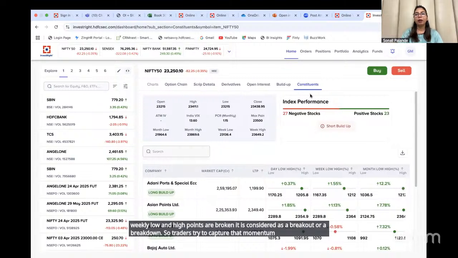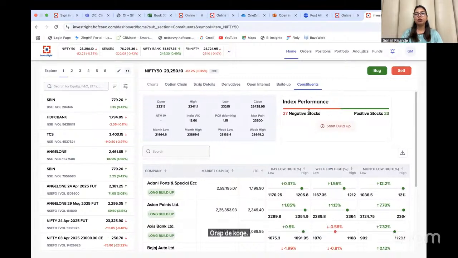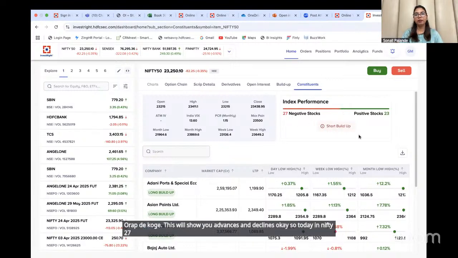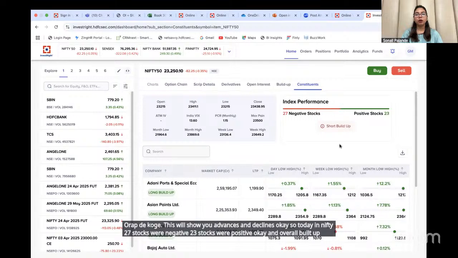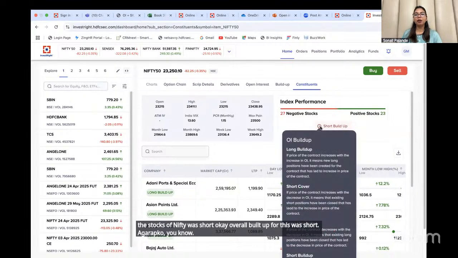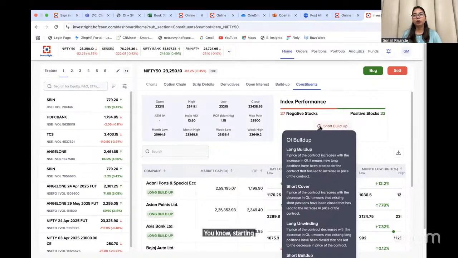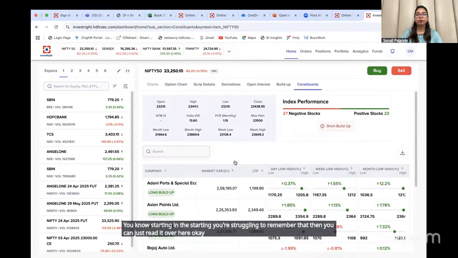और यहाँ पे अगर आप देखोगे, this will show you advances and declines. Okay, so today in Nifty 27 stocks were negative, 23 stocks were positive. Okay, and overall built up for the stocks of Nifty was short. अगर आपको concept जो हमने सीखा था, long built up क्या होता है, short built up क्या होता है, वो अगर आपको याद नहीं रखना है, or in the starting you are struggling to remember that, then you can just read it over here. Okay, it will help you all.